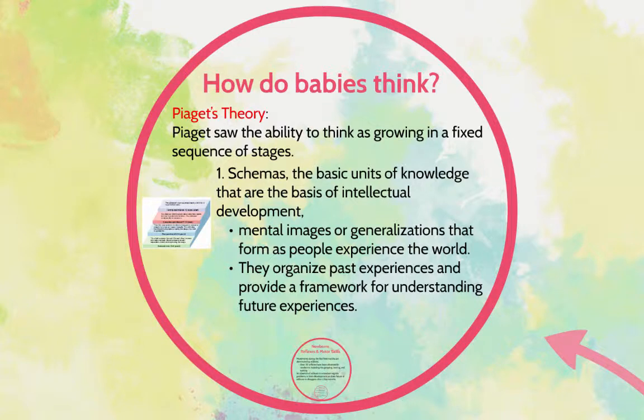How do babies think? The development of knowledge, Piaget's theory. Piaget saw the ability to think as growing in a fixed sequence of stages. Children are not miniature adults with a smaller quantity of adult cognitive skills, but children's thinking is qualitatively different.